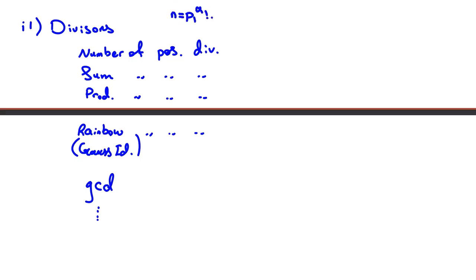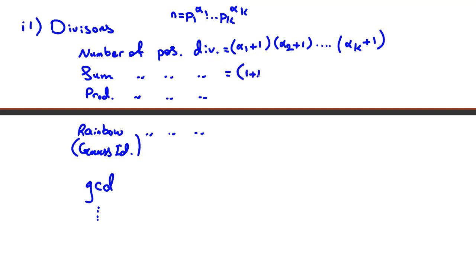If n is p1 to the alpha 1 up to pk to the alpha k, the number of positive divisors equals (alpha 1 plus 1) times (alpha 2 plus 1) and so on, because the power of p1 can be 0, 1, up to alpha 1. I want to explain these things briefly. If you want more explanation, as I said, you can send a message. The sum of positive divisors is (1 plus p1 up to p1 to the alpha 1) times ... times (1 plus pk up to pk to the alpha k).